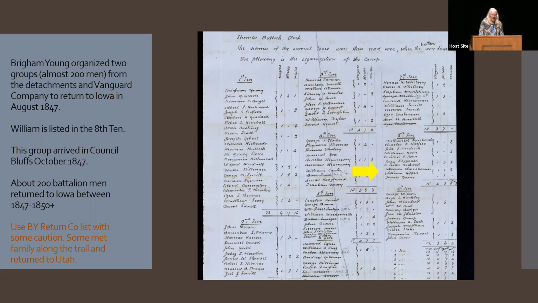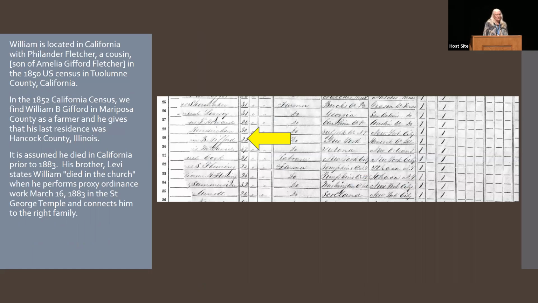So that particular document that you're seeing up there is actually one of the groups that goes back with Brigham Young. There's 2 companies, and they arrive in Council Bluffs in the October time period. But William Gifford is on that. So as he gets back there, then we go, okay, where can we find out where he went, what happened to him? So we start looking at census records.